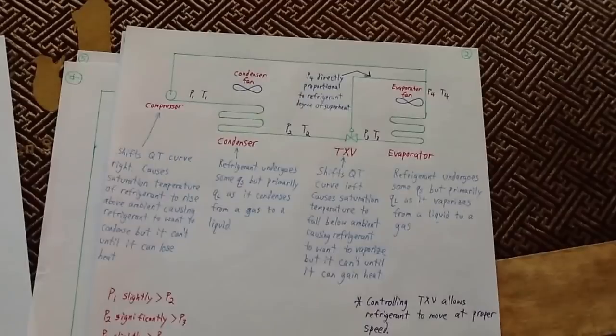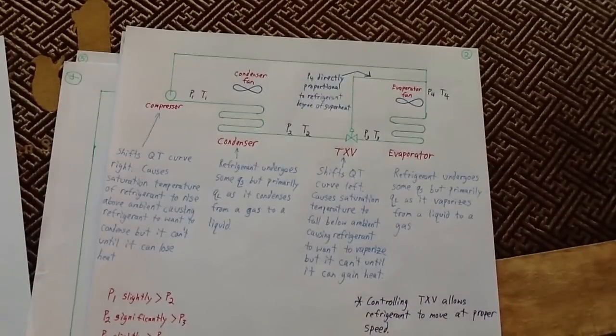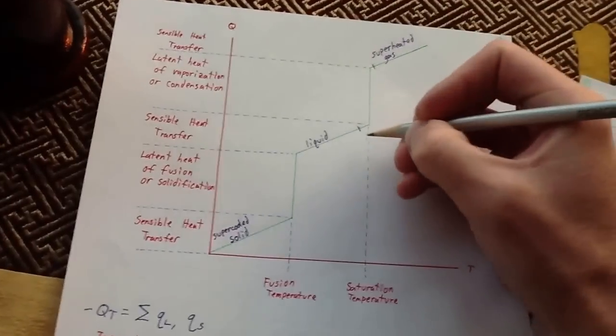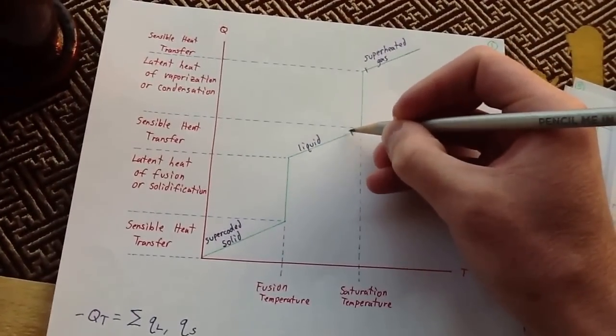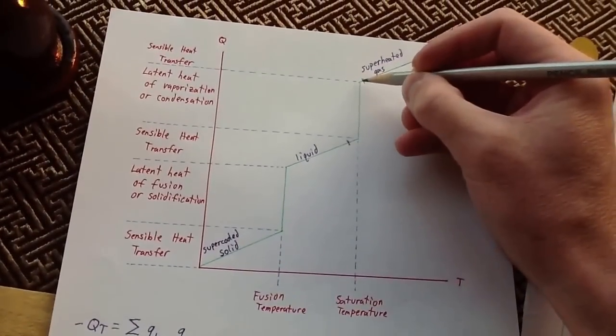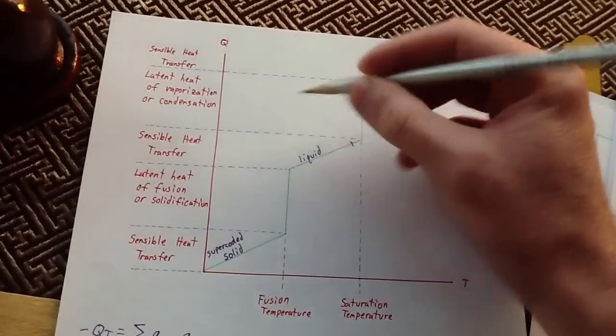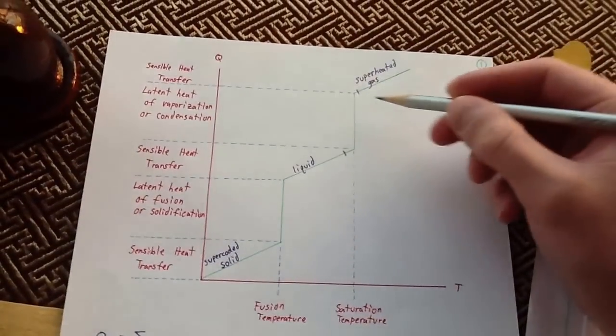latent heat transfer as it vaporizes from a liquid to a gas, but there is a little bit of sensible heat transfer as well. So you're going to have just a little bit of the sensible heat transfer right here, as well as getting it into a superheated state. But for the most part, it's going to be this latent heat transfer, this latent heat of vaporization that takes place in the evaporator.